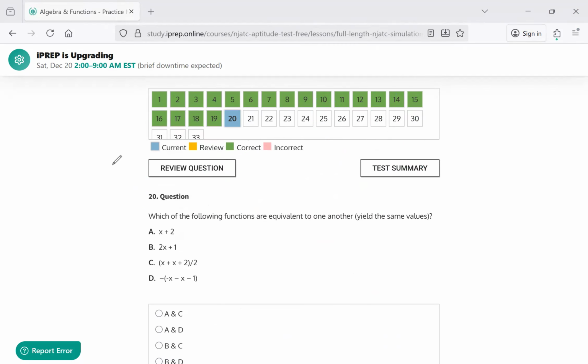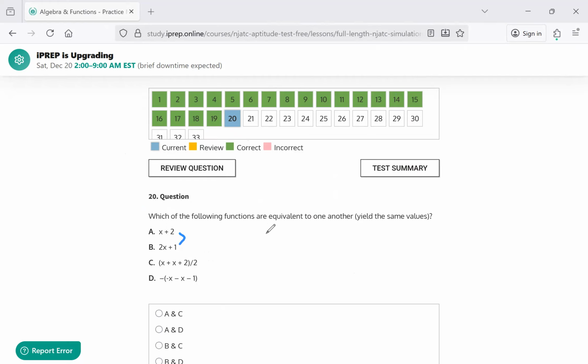20. Which of the following functions are equivalent to one another? Basically, which ones of these are the same? Let's clean this up. What about x plus 2 and b? No, there's no way these two are equal. Even if I factor out a 2, that will not give you, yeah, that's not true. What about c and d? Or let's just look at c.